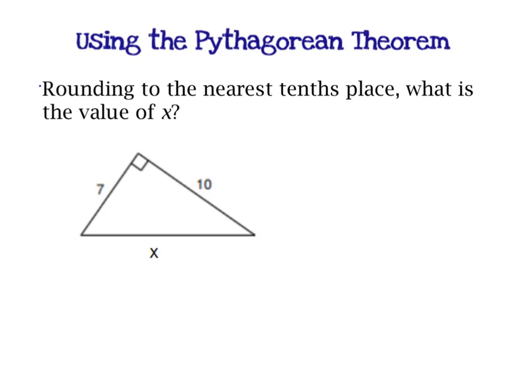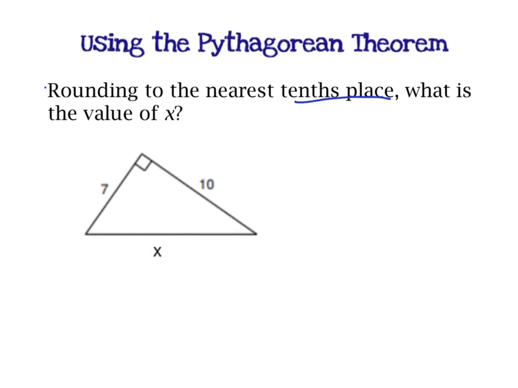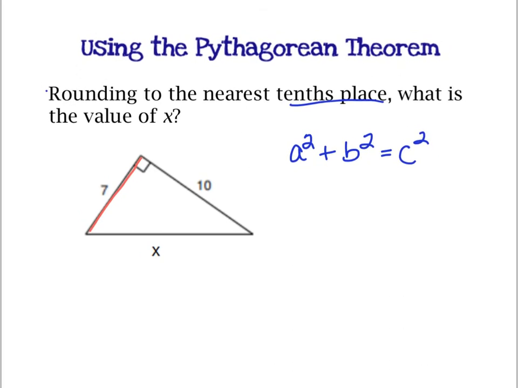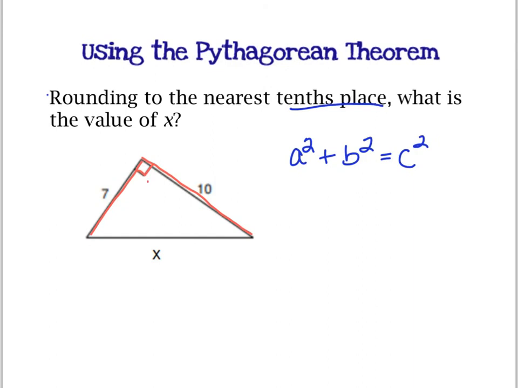Take a minute, draw and label the triangle as you see here. So the question is asking, rounding to the nearest tenths place, what is the value of x? So I see a right triangle and a missing side, so I'm going to automatically write my formula. a squared plus b squared equals c squared. I'm going to identify the numbers that I have and what letters they go in for. I have these two sides right here. These two sides come together and meet at the right angle, which means I have a and b. I'm looking for the hypotenuse because that is the side that's opposite of my right angle.